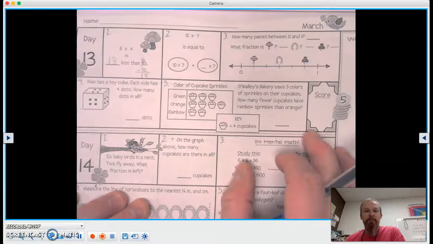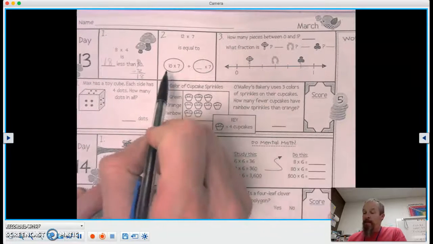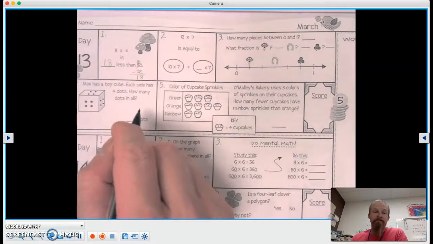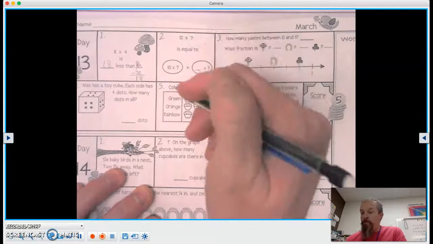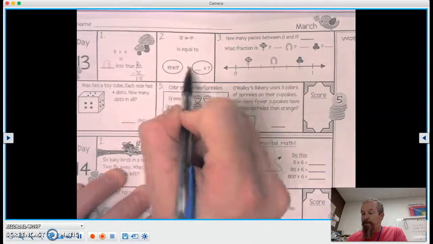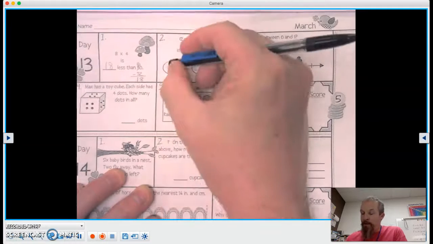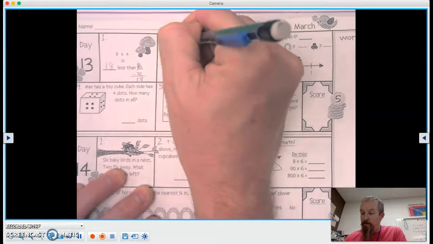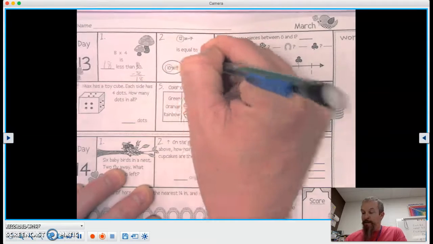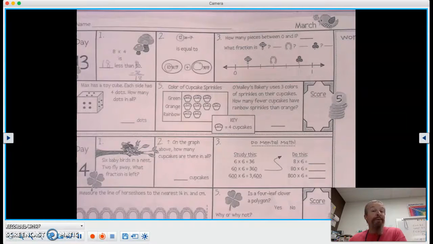Number 2 says 12 times 7 is equal to 10 times 7 plus blank. Distributive property, right? Remember that? So we cover up everything. We can get rid of this, this, and this. So all we have left is the 12, the 10, the plus sign, and our missing number. This is just back to the old addition, subtraction fact triangles.